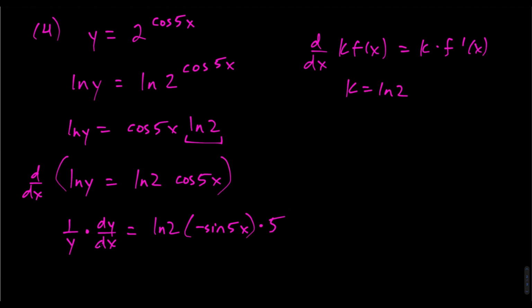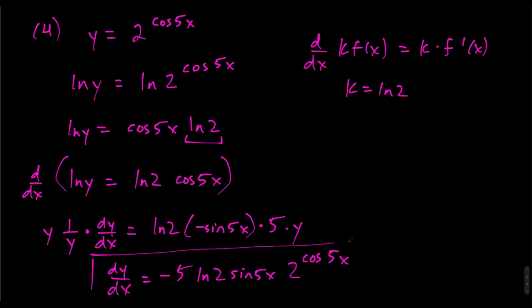And now from here, if I want to solve for dy dx, we just multiply both sides by y. So then dy dx, if we start to write this out, the right side is going to be negative. I'm going to have negative, the 5 I'll write in front, and I have natural log 2. Then I have sine 5x, and then I have y, and y is equal to 2 to the cosine 5x. So this entire expression here is our answer to question 4. Question 5 and 6 we'll look at next to each other.